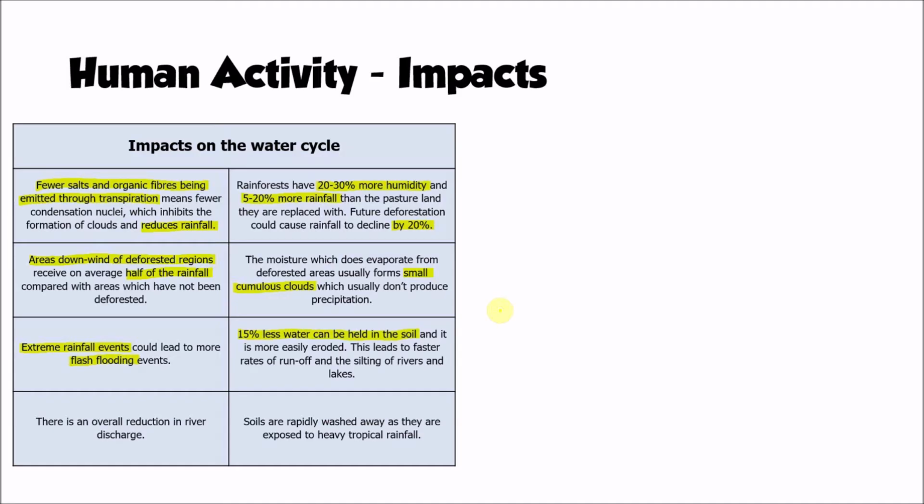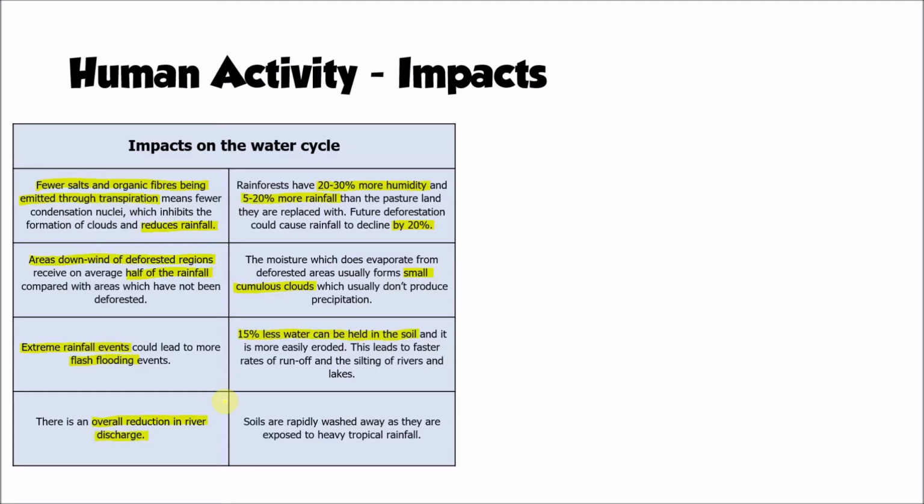It's going to cause soils to be washed into rivers. So while in the short term deforestation can lead to increases in river discharge, in the long term there's actually an overall reduction in river discharge. Deforestation actually leads to there being less water in the system than there was before.